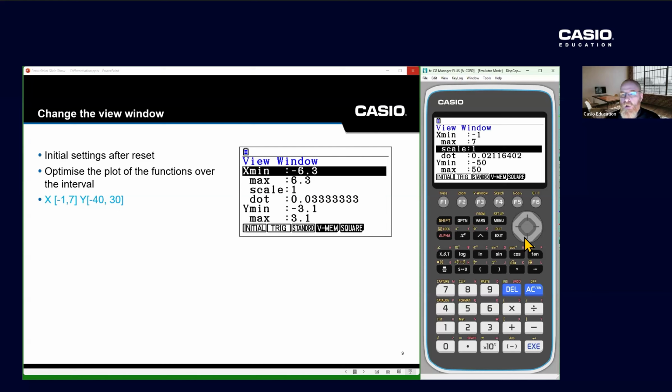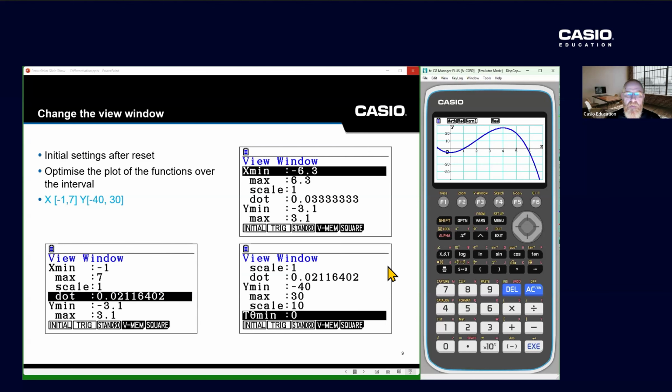I can keep the scale as 1, and if I change the vertical scale to go from -40 to 30, that should be quite nice, and let's have a scale of 10. If I exit and redraw, I now get a very nice looking curve with all the relevant parts displayed. So you don't have to stick to those settings, but it does help if you do. Most of the time I do leave quite a large gap at the bottom because that's where you get the displayed values.